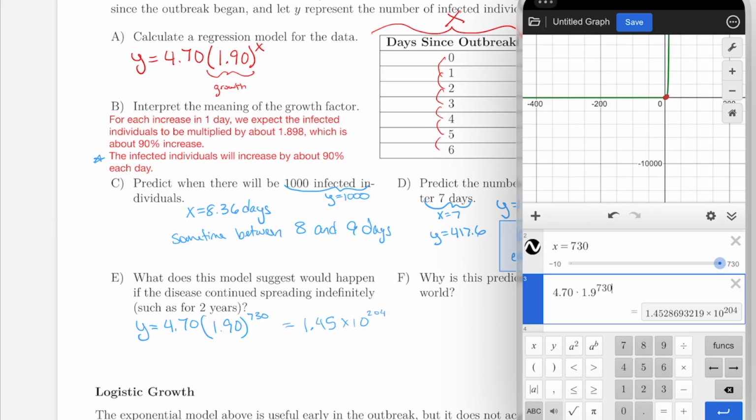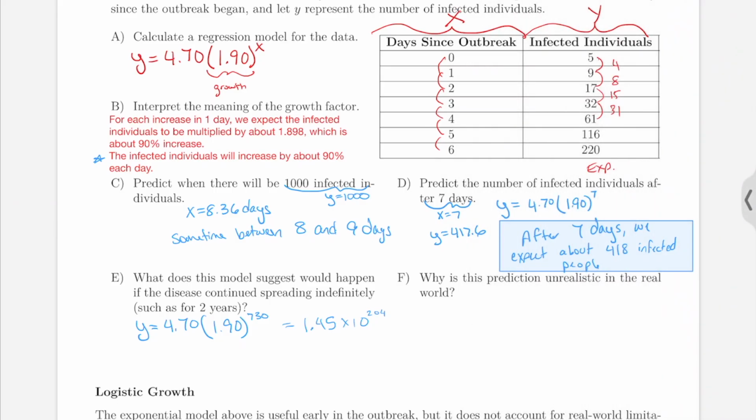This disease can't continue to spread and grow past that amount. So it's unrealistic because there's only about 7 billion people in the world. We can't infect more people than there are. And that's because a lot of exponential growth models do tend to tail off. They'll grow exponentially for a while, and then eventually they stop growing so fast.